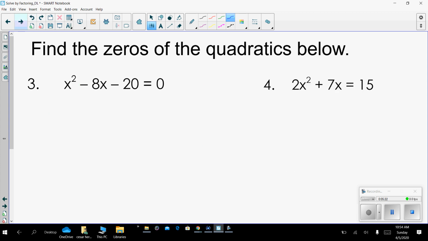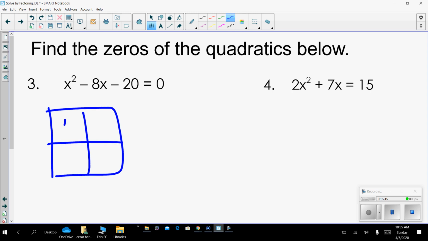Okay? Here we go. We're going to find the zeros of the quadratic below. So we're going to take x squared minus 8x minus 20, and we're going to equal this to 0. We first have to factor. So I need two numbers that when you multiply, you get a -20, and when you add, you get a -8. So here is my box. Here's my x squared. Here's my -20.